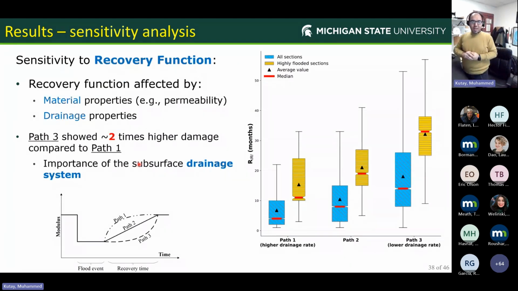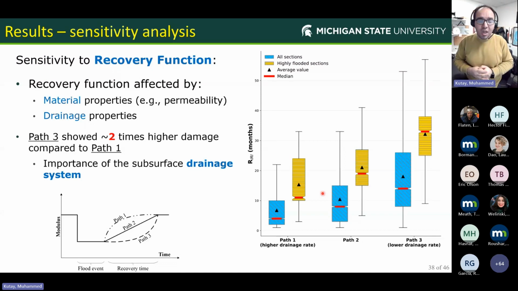The next thing we are evaluating is the sensitivity of the model to the recovery function. If you remember, we are investigating three different paths. It depends on the drainage properties and the material properties, especially permeability. So you can have an accelerated recovery, you can have a delayed recovery, or a linear path which averages those two. We are running the models using all the different recovery functions, and you can see that the results are quite sensitive to the recovery function as well. So it is very important.